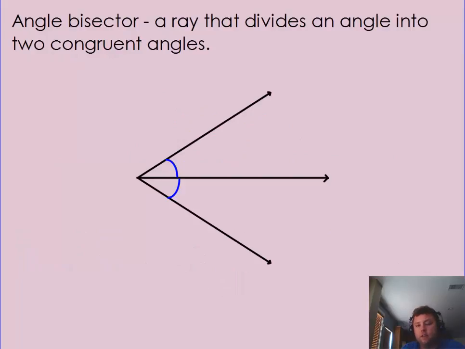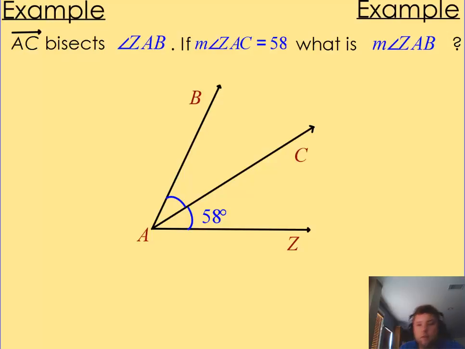Angle bisectors. An angle bisector is a ray that divides an angle into two congruent angles. So it just cuts it in half. In this case, this is our bisector right here, where I starred, and we've got an angle right here and right here. Since they both have one arc, that means they are congruent. We don't know what the degrees are, but we know they're congruent. So let's do some examples. Pause the video, try this out.